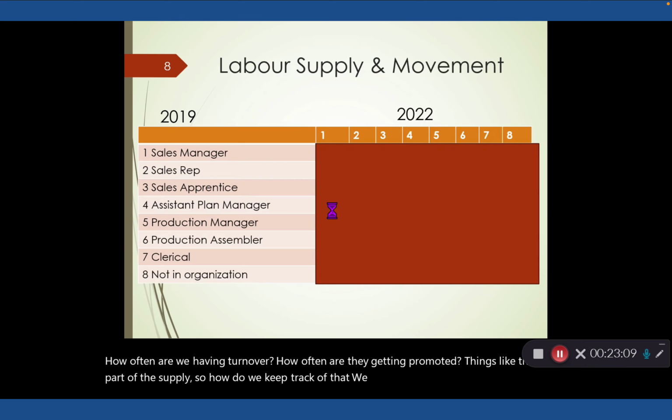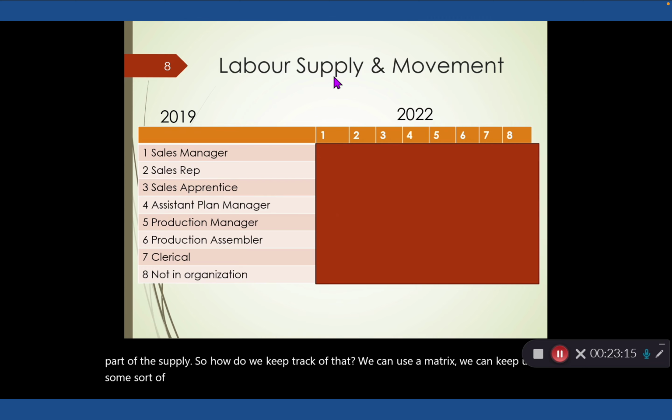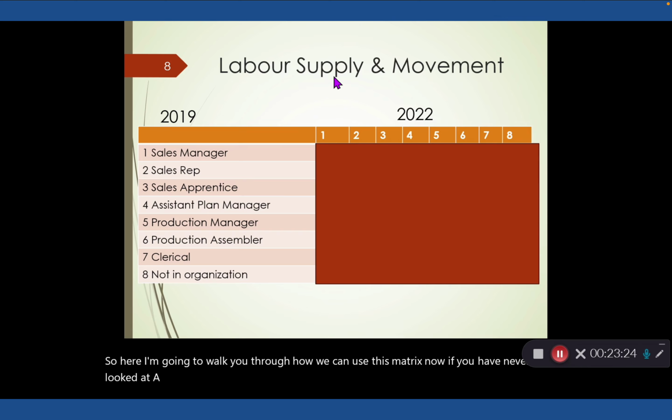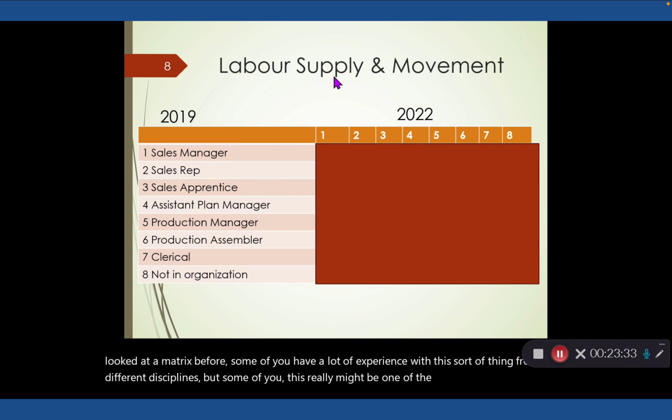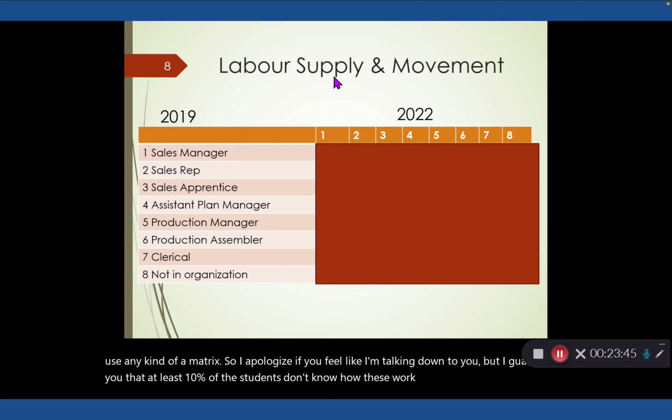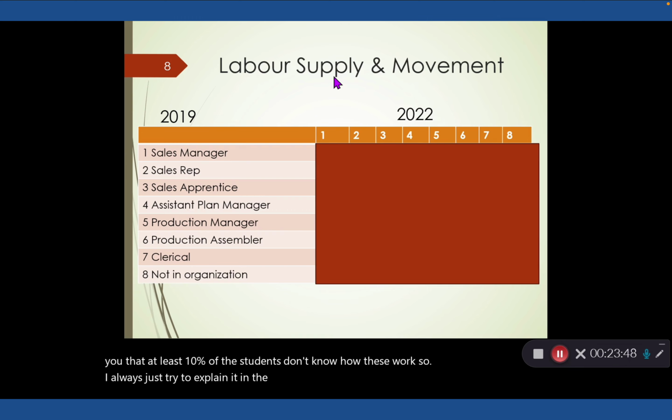We can use some sort of matrix. So here I'm going to walk you through how we can use this matrix. Now, if you have never really looked at a matrix before, some of you have a lot of experience with this sort of thing from your different disciplines, but some of you, this really might be one of the first times you've had to use any kind of a matrix. So I apologize if you feel like I'm talking down to you, but I guarantee you that at least 10% of the students don't know how these work. So I always just try to explain it in the most basic detail.